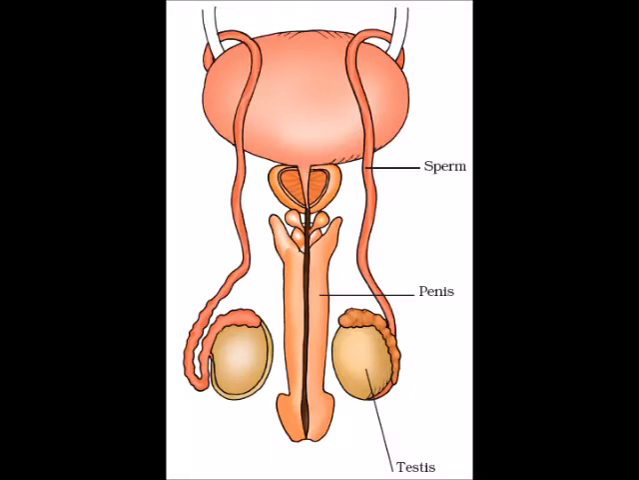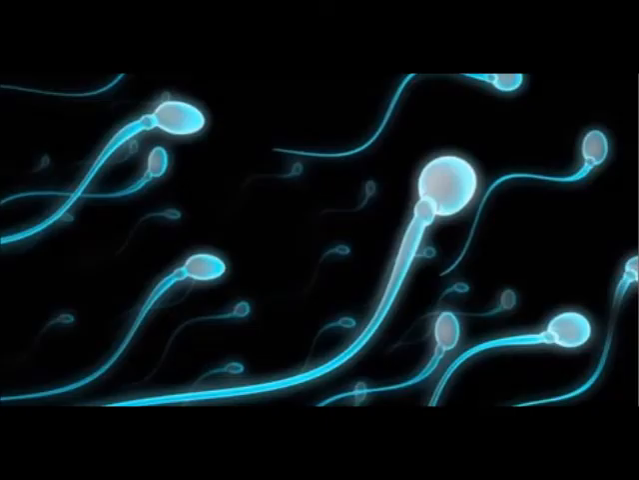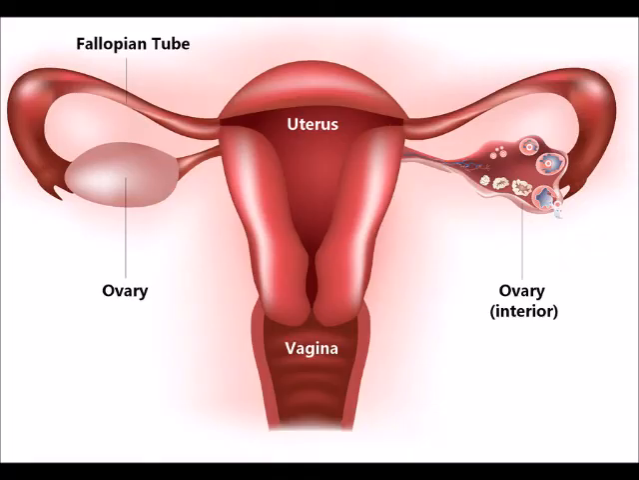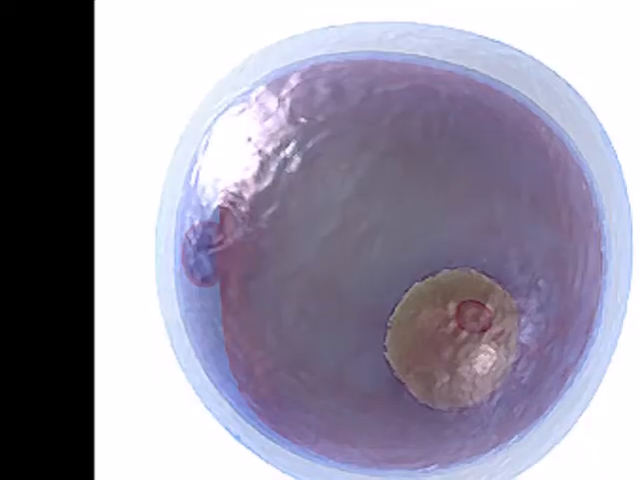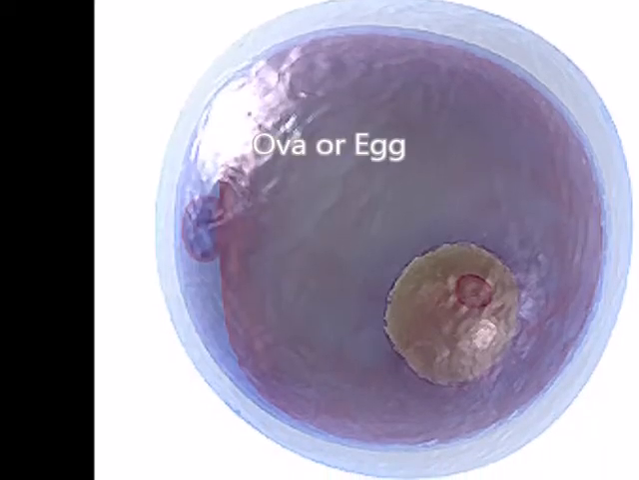In the male reproductive organ, included here are a pair of testes, two sperm ducts, and penis. Testes produce the male gametes called sperms. In a female reproductive organ, there are a pair of ovaries, oviducts, and uterus. The ovary produces female gametes called ova or eggs.